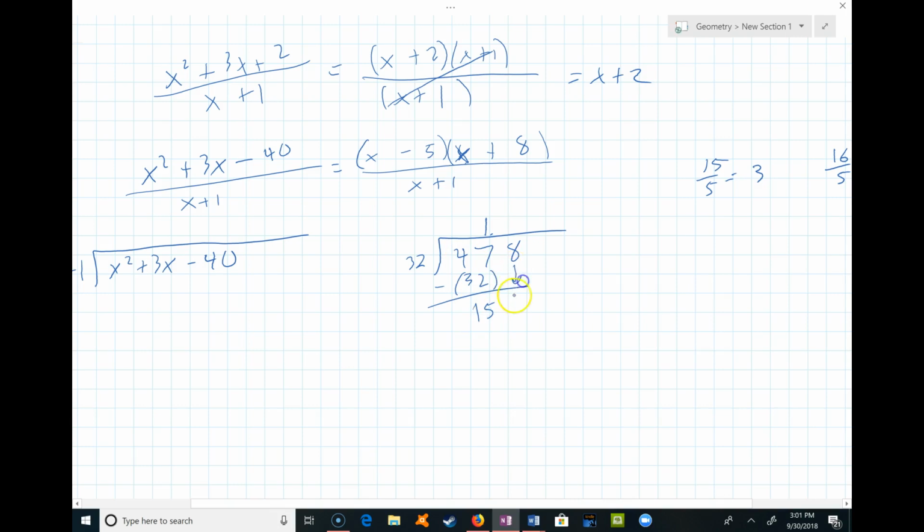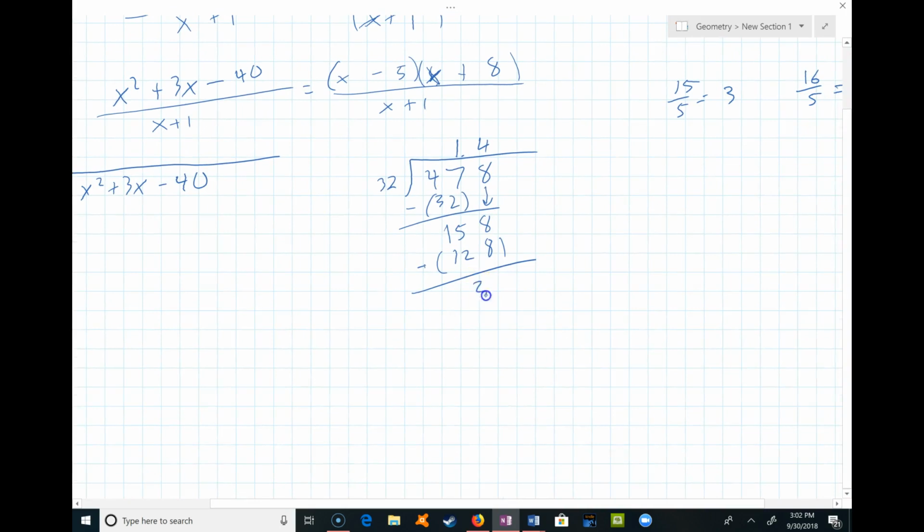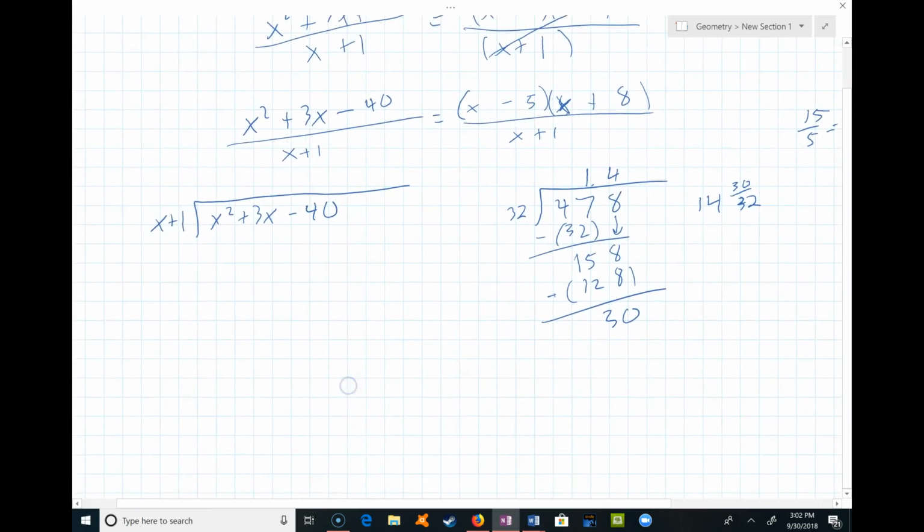Then we bring down the 8, and we say how many times will 32 go into 158? That will go in there about 5, probably 4 times. So we put a 4 up here. 2 times 4 is 8, and 3 times 4 is 12. Once again, we subtract, and we get 30. So then our answer would be 14 and 30/32. Okay? So we're going to follow that same pattern over here. A little bit different because we're dealing with binomials and polynomials, but same idea.